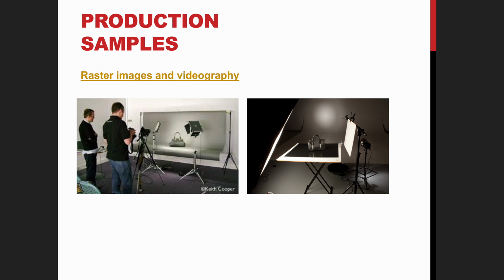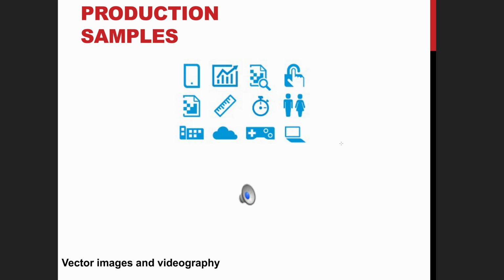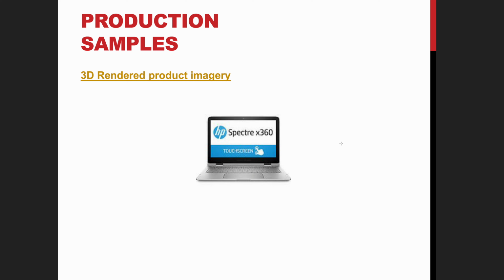So here's an example of them coming and taking pictures of a product. This is an example if you're wanting to hire somebody to create the vector artwork, maybe for a website or for an advertisement. And this is a 3D model that somebody would create for, let's say you're selling these laptops, right? You would have to have them create this so that you could have it like that.